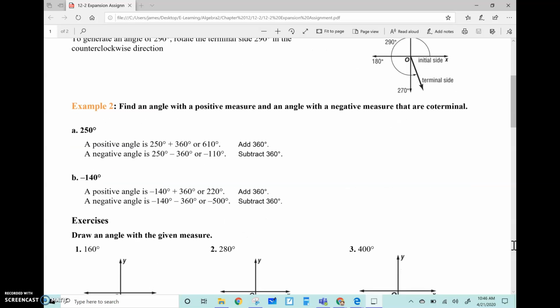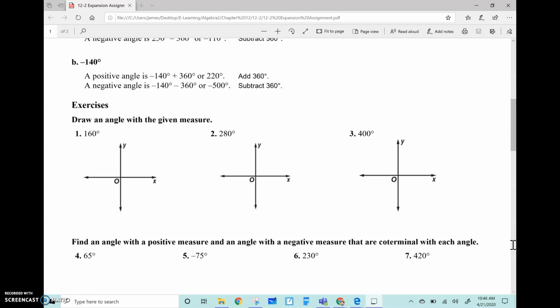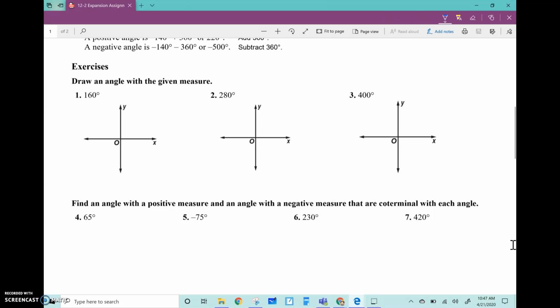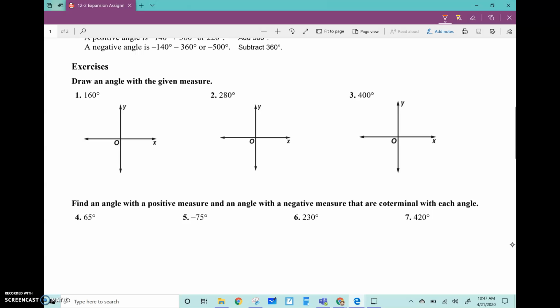So without further ado, I'm going to go ahead and work out some examples here on your actual assignment so you can see what's going on. I'm going to start with the first page. In the first page, we have 7 questions. So I'm going to go ahead and address numbers 1 and 4.